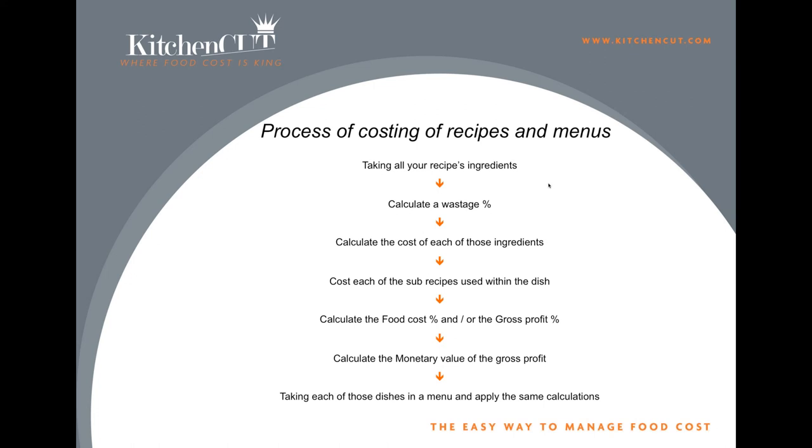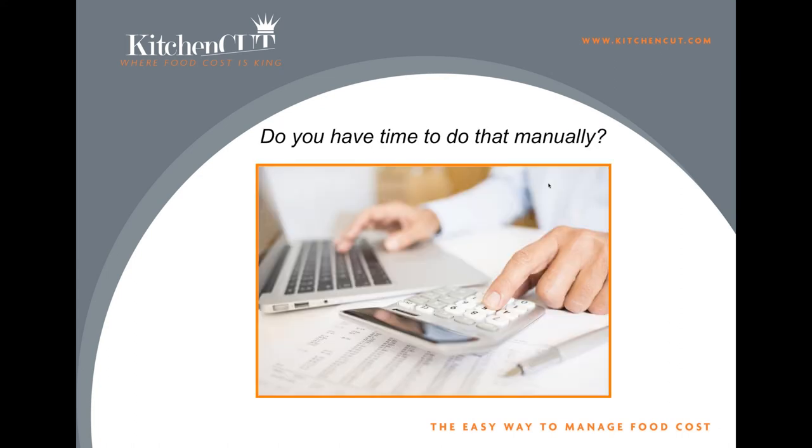And then you need to calculate the food costs or the gross profit percentage of those dishes. And then you need to actually calculate the monetary value of that gross profit as well. So how much money you are making out of each of those dishes. And take each of those dishes in the menu and then applying the same calculations will give you a menu calculation. This is a very long process when you're trying to do this manually.